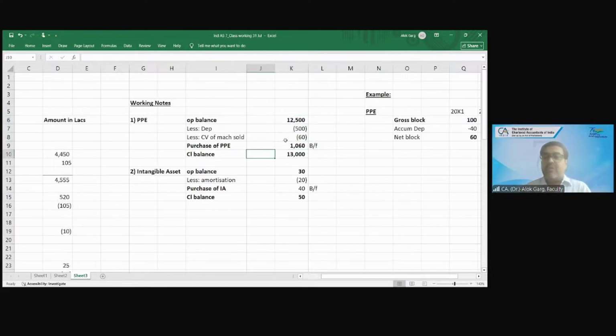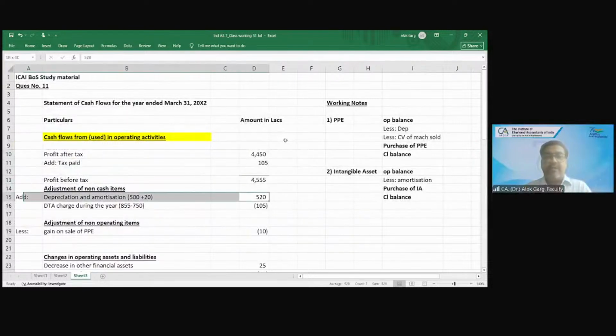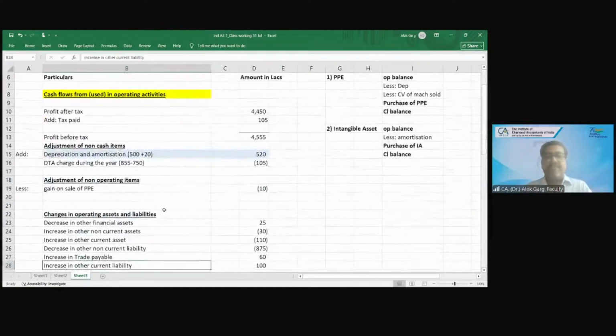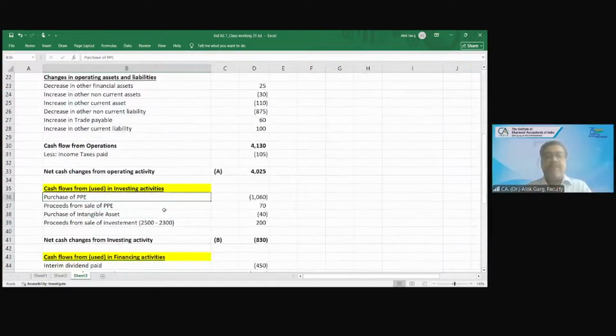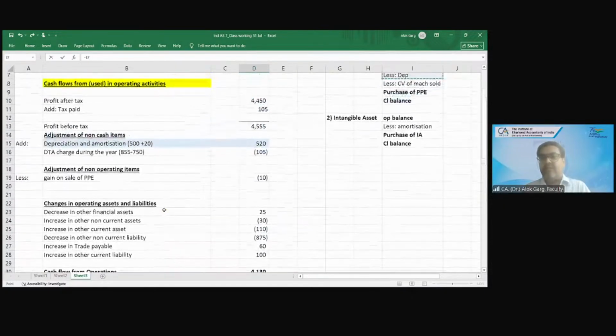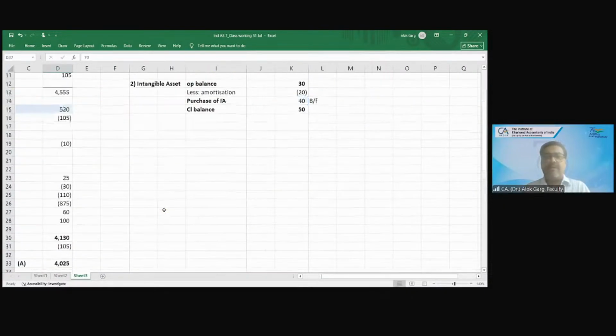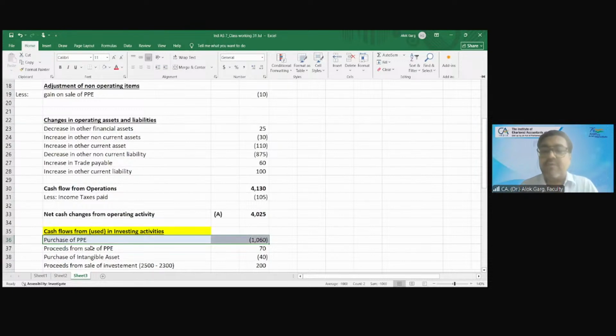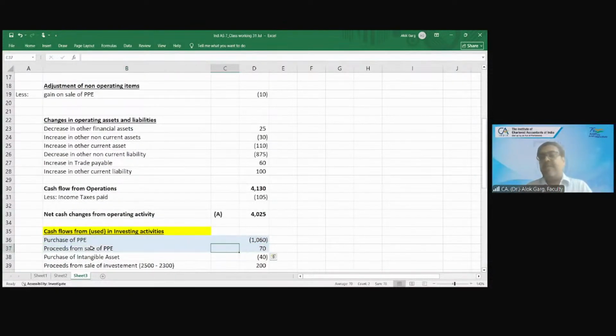So let's do all the PPE related treatment. First of all, the depreciation and amortization. Second treatment is the investing activity: purchase of PPE. This purchase of PPE is coming from this investing activity working. So this is also clear. Then proceeds from sale of PPE. What was the number for proceeds from sale of PPE? 70 lakh was the number.